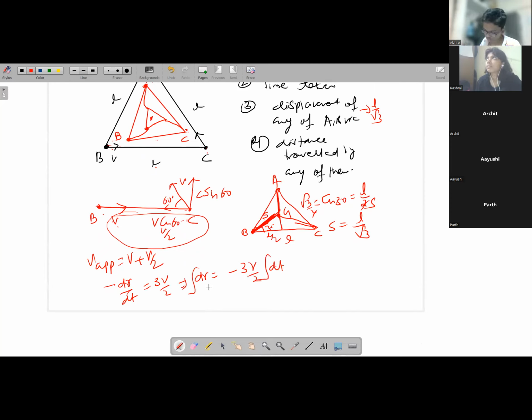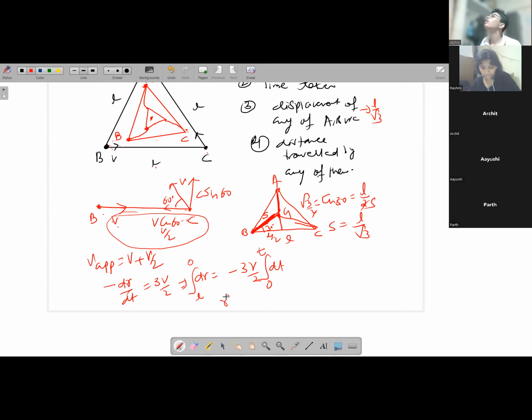Just integrate this. What was the initial value of R, the separation? L. And what will be the final? 0. Time t equals 0 to t. In this case we do not have anything variable, so we could do it directly, but I'm using integration just in case we have something variable. In that case, integration will help.